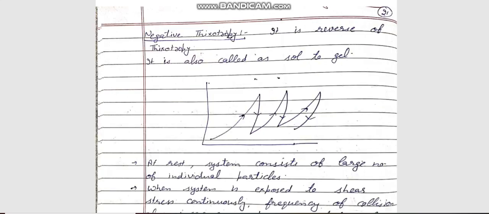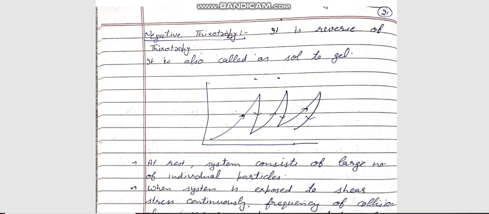The next topic is negative thixotropy. Negative thixotropy is just the reverse of thixotropy. In case of thixotropy, any formulation converts from gel to sol and then again to gel. And as we said, negative thixotropy is just a reverse of thixotropy. So here the formulation is first in the sol form, then it converts into gel form, and finally it converts into the sol form. Here gel form is the middle stage and sol form is the initial or the final stage.